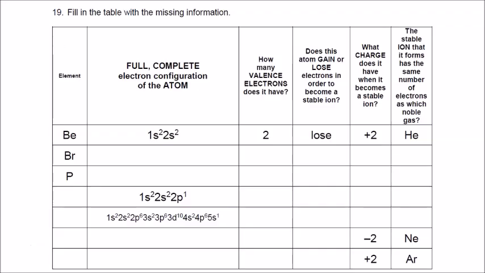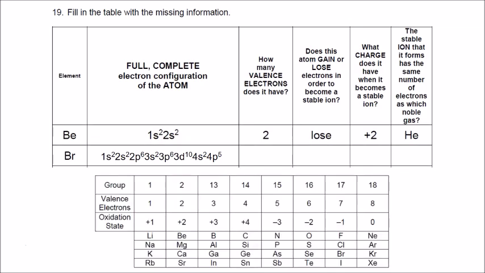All right, we now have a chart to fill out in number 19. So our first element is bromine. Bromine has 35 electrons, and the electron configuration is 1s2, 2s2, 2p6, 3s2, 3p6, 4s2, 3d10 in either order, and then 4p5. It has a total of 7 valence electrons, which you can see from this chart. All of the halogens in group 17 have 7 valence electrons.